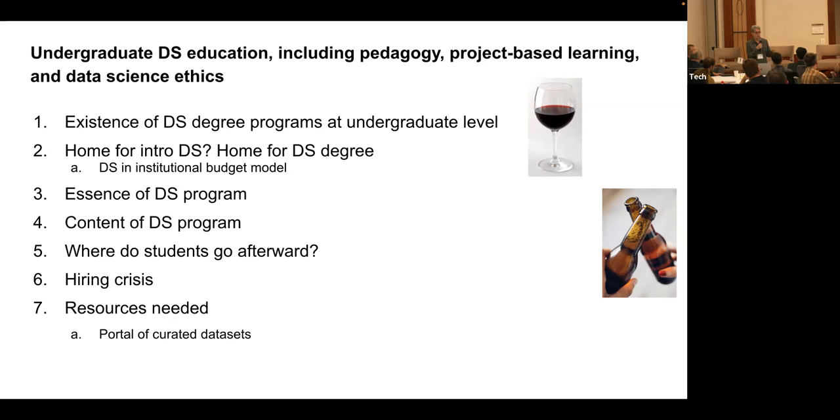It seems that the majority of data science students are going into industry, which leads to the next point, which is the incredible hiring crisis that we're facing in computer science and data science and probably statistics. Very few applicants if you're at a small residential liberal arts college. So those schools are at a huge disadvantage.